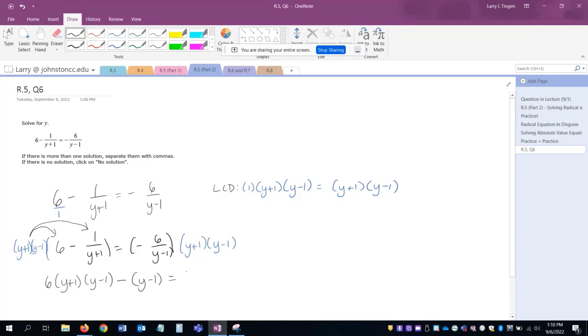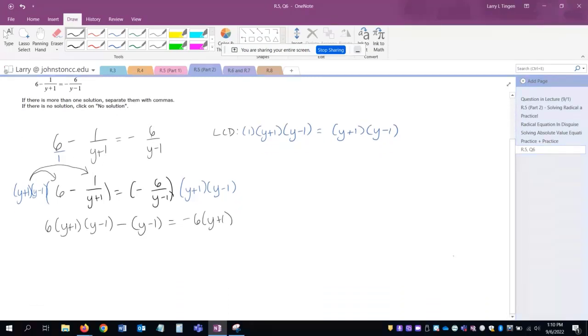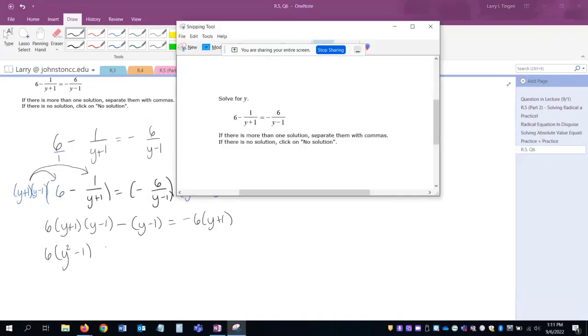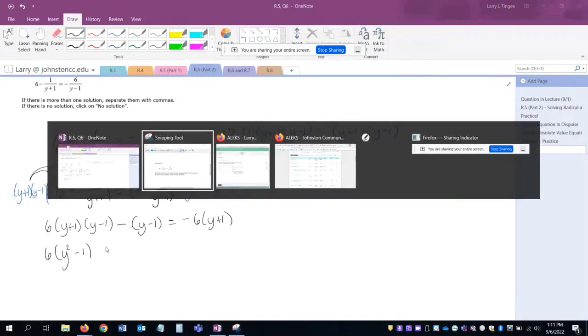Equals, and then on the other side, this is a negative. If I multiply by y plus 1, y minus 1, the y minus 1s divide. So I'm left with negative 6 times y plus 1. All right, now I'm going to multiply. I'm going to do this step first because these are conjugates. So I know whenever that happens, I get that difference of perfect squares. Y squared plus y minus 1.